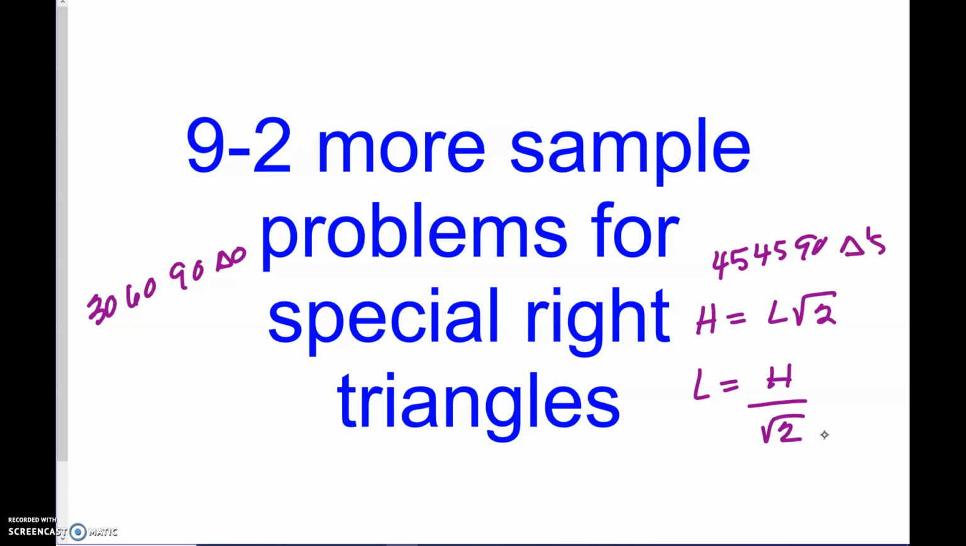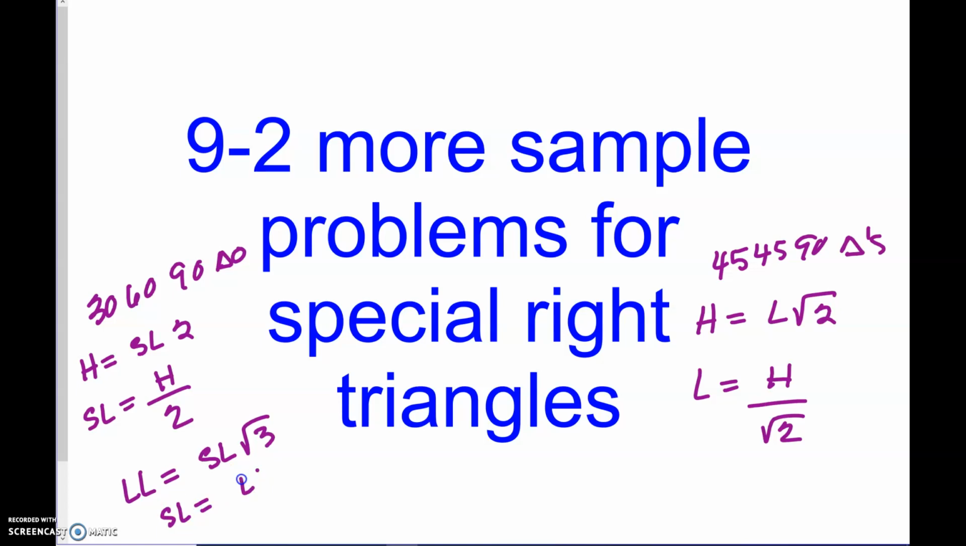In your 30, 60, 90 triangles, the hypotenuse is equal to the short leg times 2. Or the short leg is equal to the hypotenuse divided by 2. The long leg is equal to the short leg times root 3. So if we go from the long leg to the short leg, we take the long leg and divide by root 3.